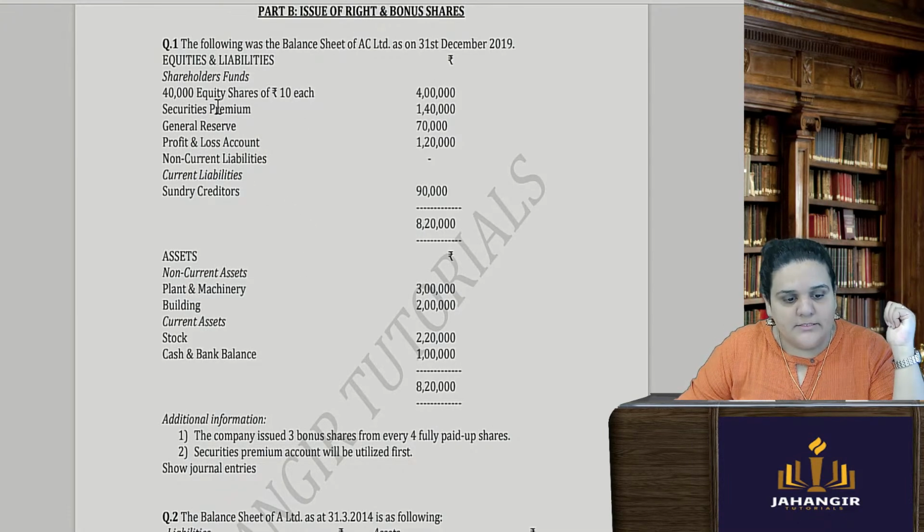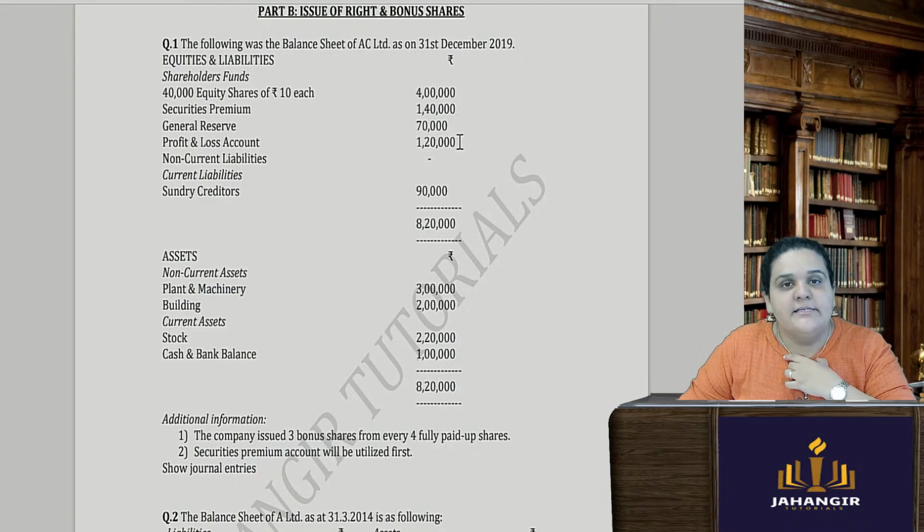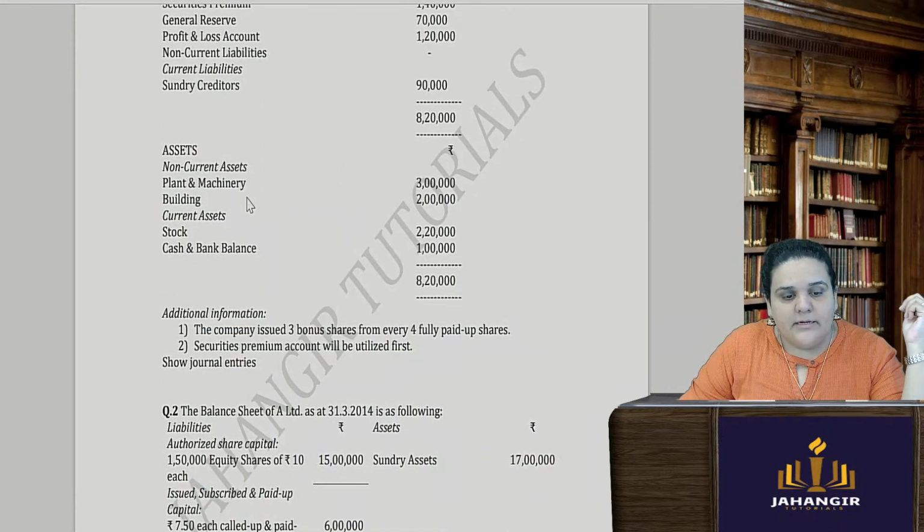We have shareholders' funds: 40,000 equity shares of rupees 10 each, 4 lakhs. We have money in securities premium account, in general reserve account, and in profit and loss account. In current liabilities, under sundry creditors, we have 90,000. Assets: we have non-current assets. In that we have plant and machinery and building. In current assets, we have stock and cash and bank balance.